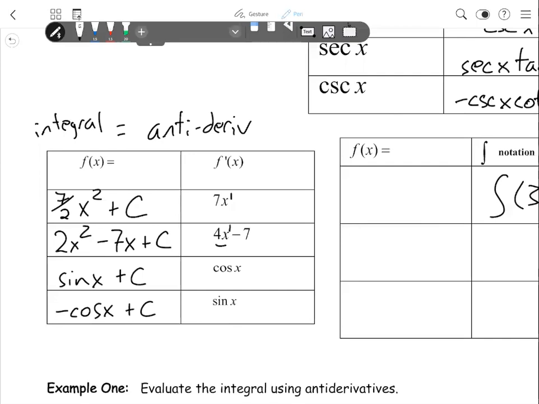Same thing on this one. I start off with an x to the first power. I add 1 to it, which gives me the x squared. And then I divide the exponent into the coefficient. 7 divided by 2. And I end up with 7/2 x squared.